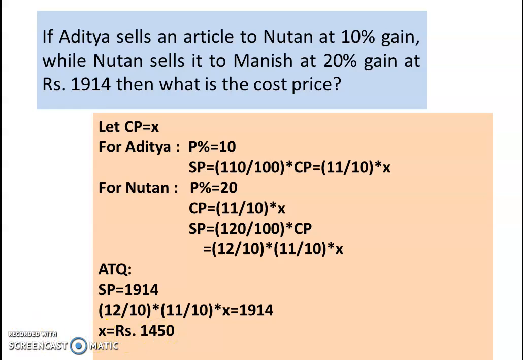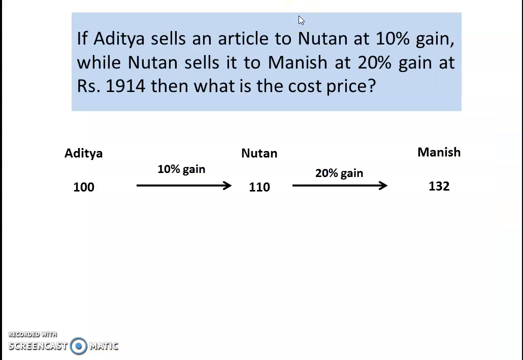We can solve this type of question using different approach. In another method, we assume cost price be 100. So for Aditya, cost price be 100. Now Aditya sold it to Nutan at 10% gain. So 10% of 100 is 10 itself. So 100 plus 10 is 110. So for Aditya, selling price is 110.